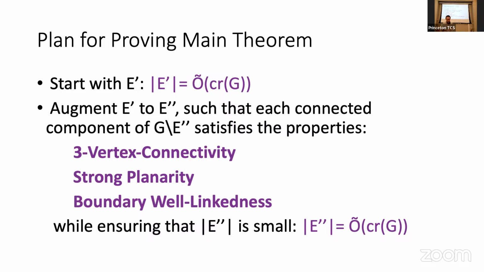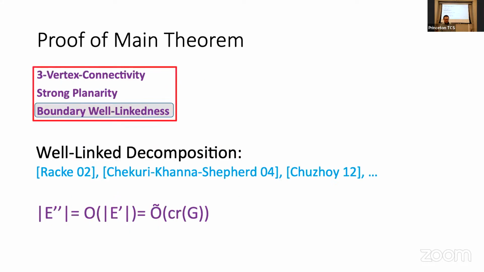Okay, and now let's look at the three properties, each of them in detail. So first, boundary well-linkedness. I'm not sure how many of you know the word expanders. Does expander sound familiar to you? Okay, so well-linkedness is basically another way of saying a graph is sort of an expander.